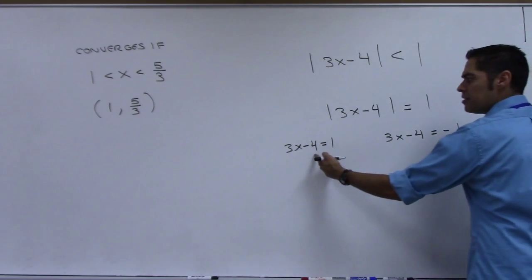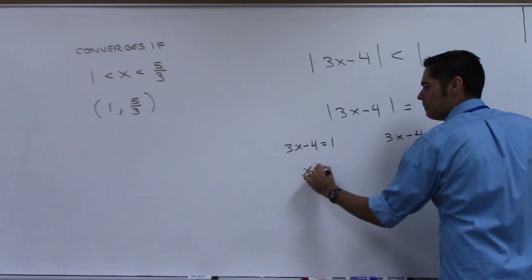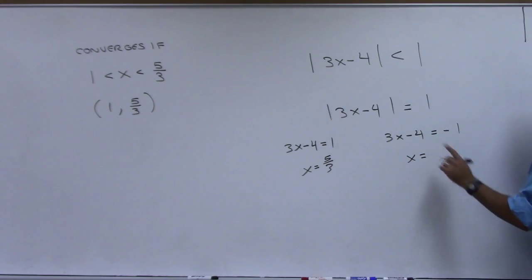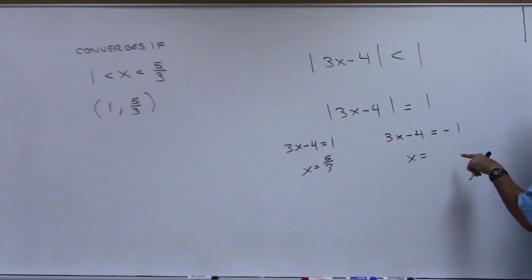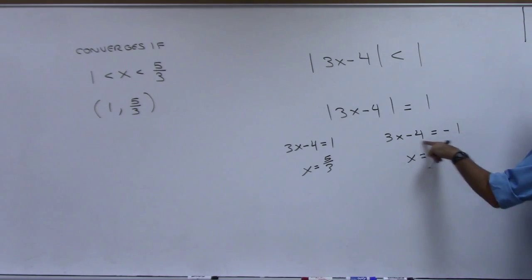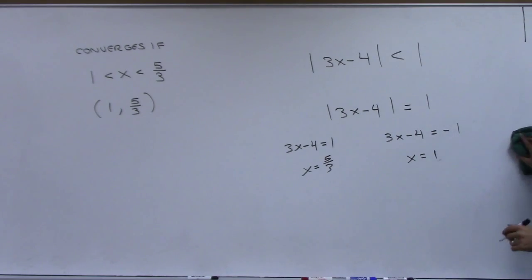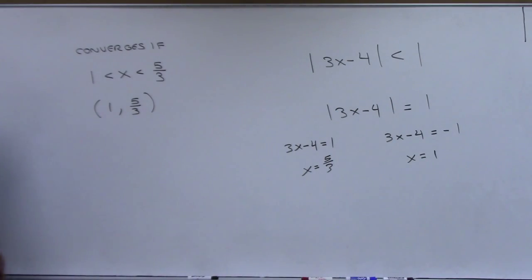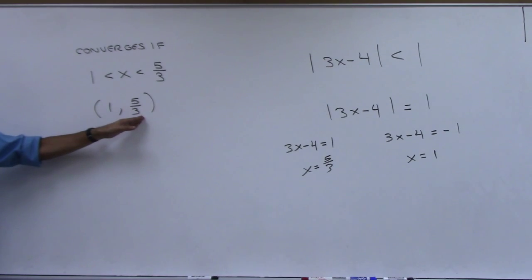And if you solve this, guess what you get? 5/3. And if you solve this one, guess what you get? Bring this over. You get 1. Do those numbers look familiar? Never seen those before? They're the endpoints of the interval, aren't they?